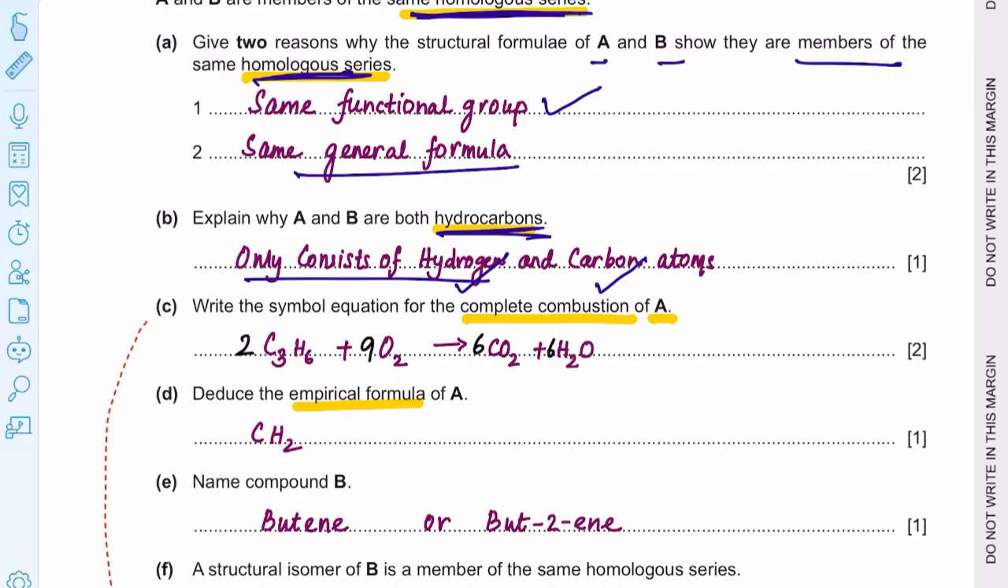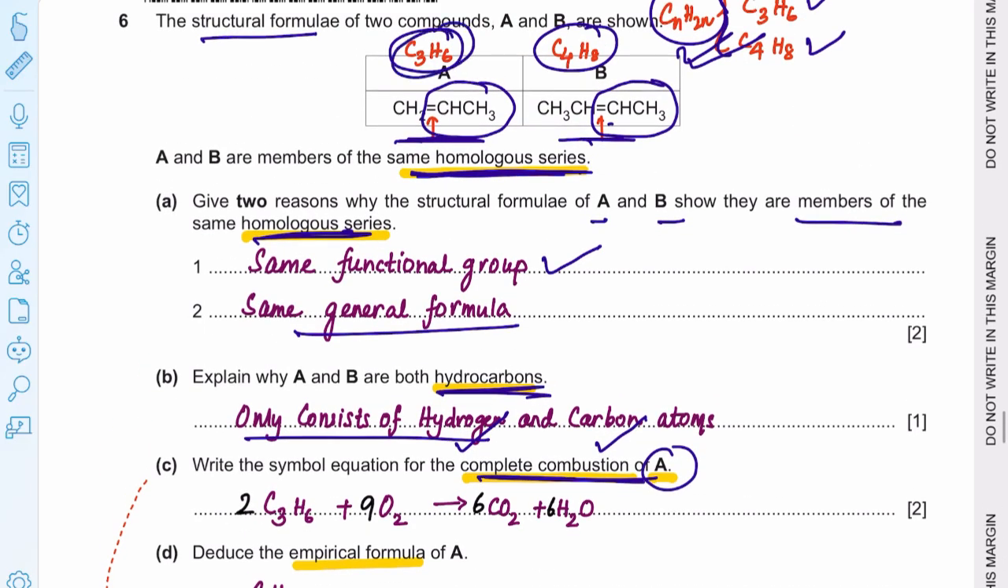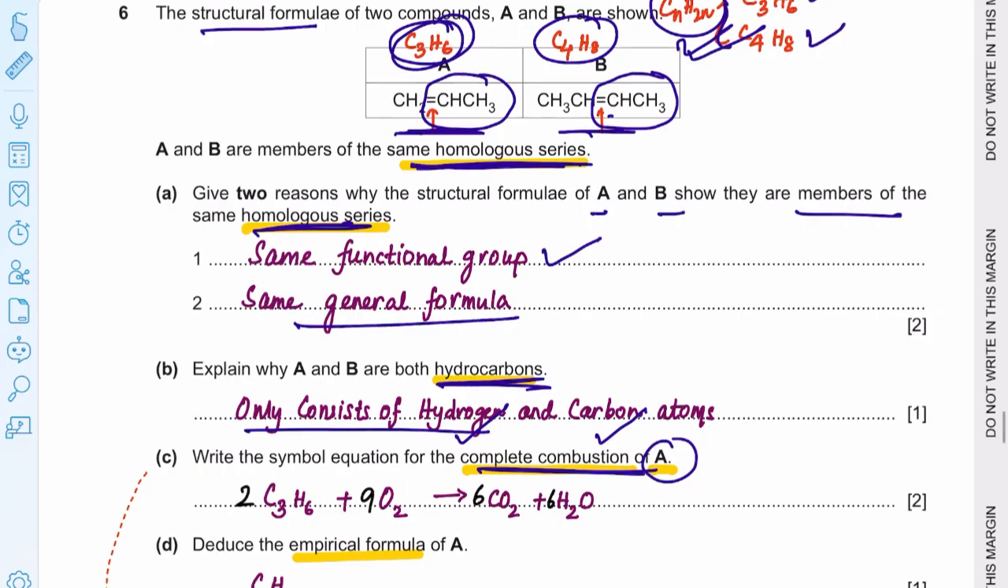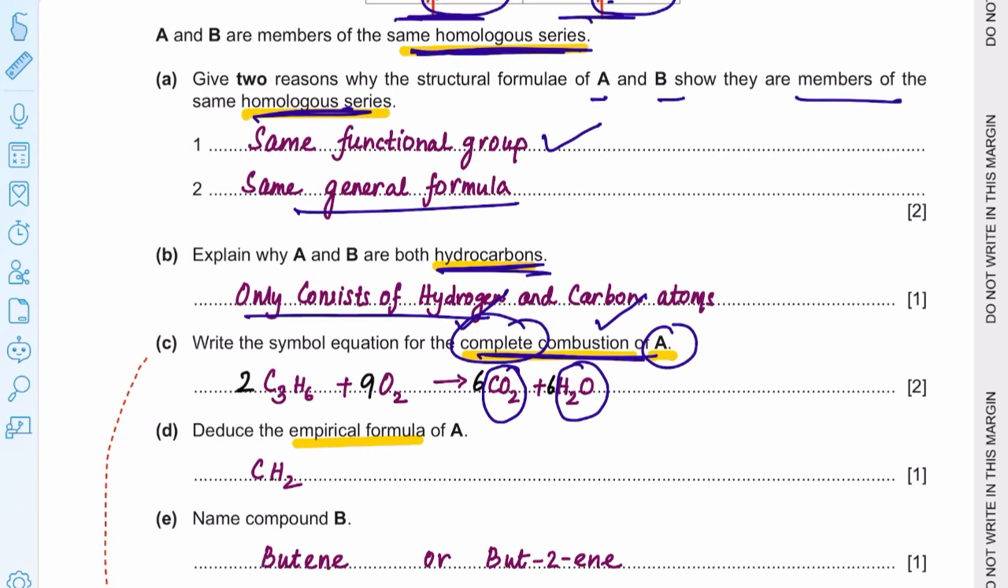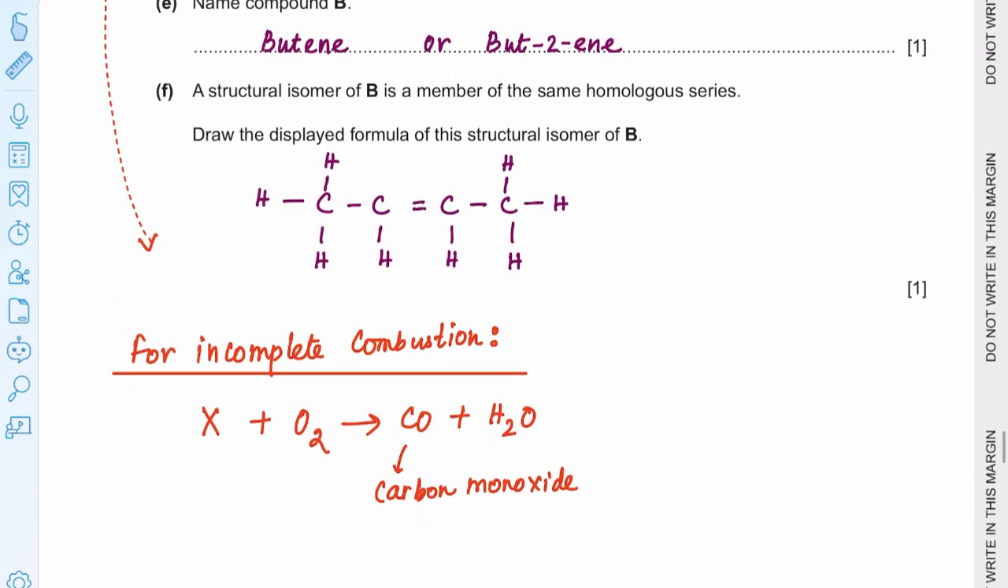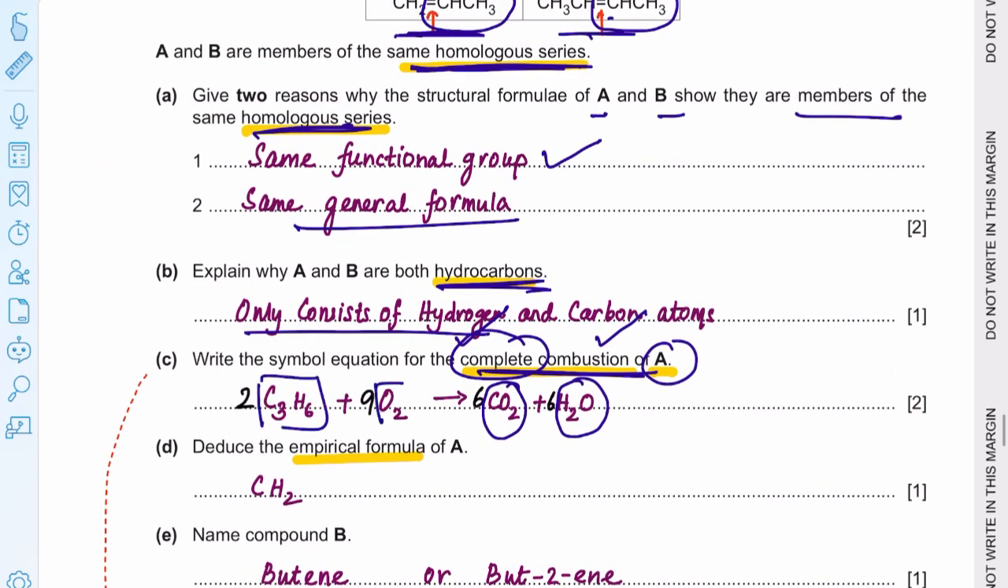Write the symbol equation for the complete combustion of A. Sorry, which one is A? This one, right? C3H6. See, listen. Combustion means addition of oxygen. In the presence of oxygen, it will start combustion. So complete combustion means it will produce carbon dioxide and water. Be careful. If the question had given incomplete combustion, it would have produced carbon monoxide and water. The question can be given like this. So C3H6 plus oxygen equals carbon dioxide for complete combustion plus water.